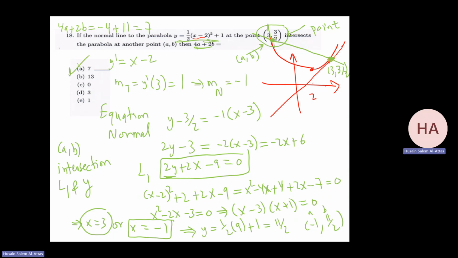So what is the idea? This is the tangent line. This is the normal line. So I find the equation of the normal line, and this is what I did. And then I need the intersection. I need to find the intersection between the normal line and the parabola. But I need the second point, not the tangency point, since the point is given at another point.